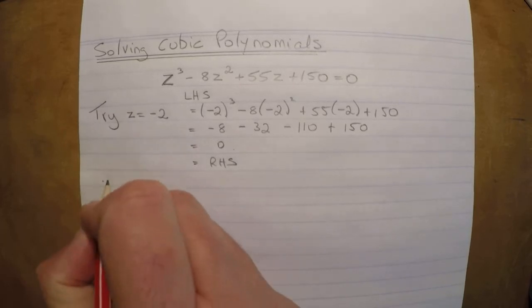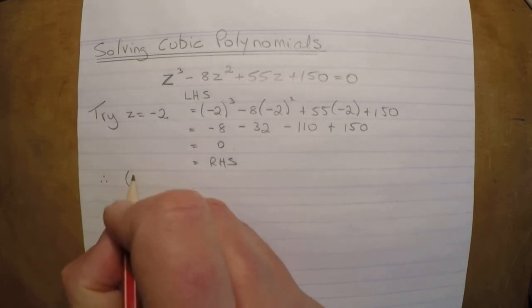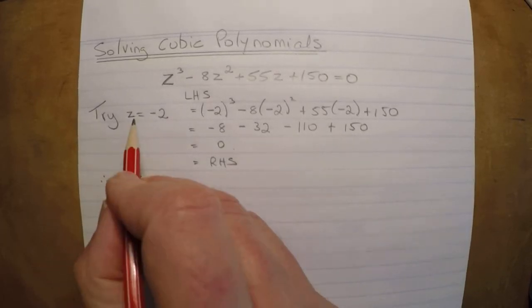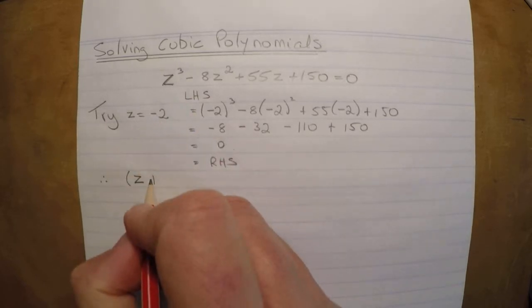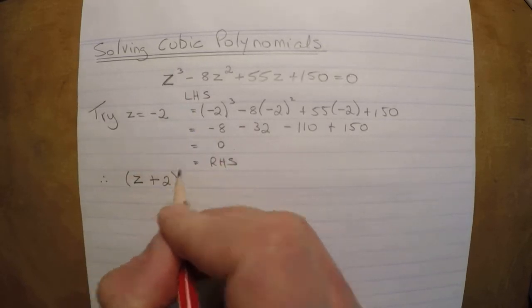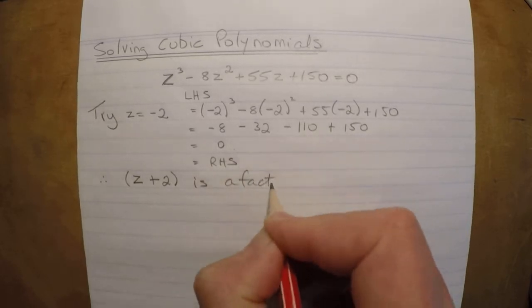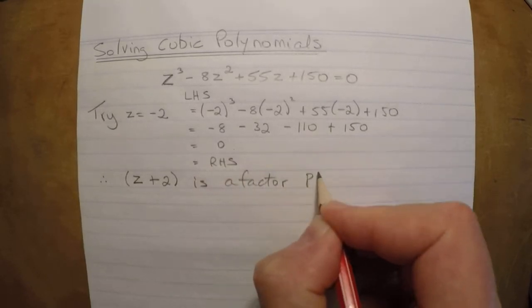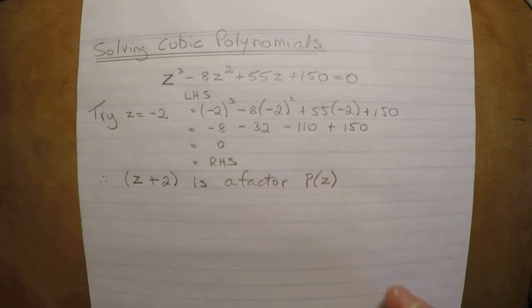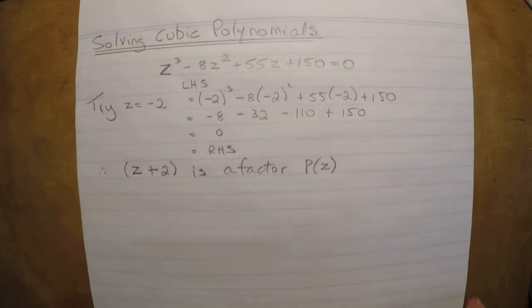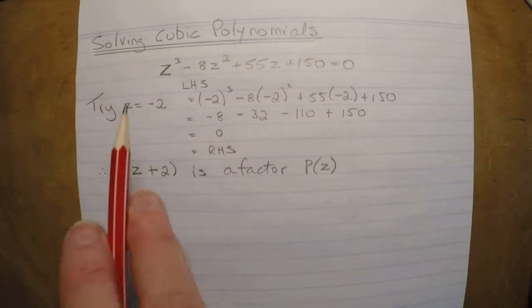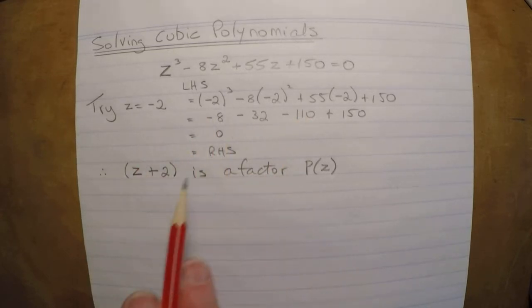We therefore can claim from the factor theorem that z minus -2, in other words z plus 2, is a factor of our polynomial in z. Now, so far so good. The calculator gave us this. We do a quick evaluation to justify this statement.